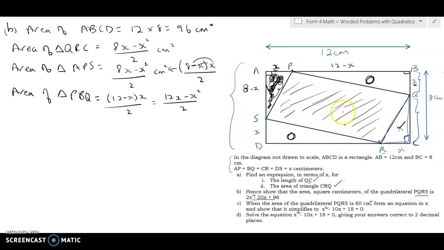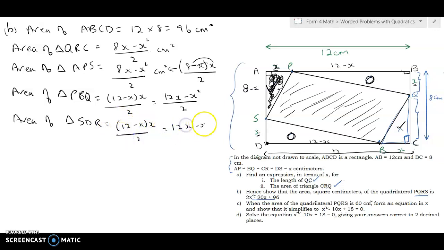However, because it's a rectangle, if up here is 12, then down on this side here is also 12. And this also means that this section here from D to R will be 12 minus X also. And here is also X. So again, similarly, the area of triangle SDR will be 12 minus X by X again. So we can see that we got the same thing for here and the same thing for here, right? And that's okay. That's not a problem. That could actually help us out a bit.